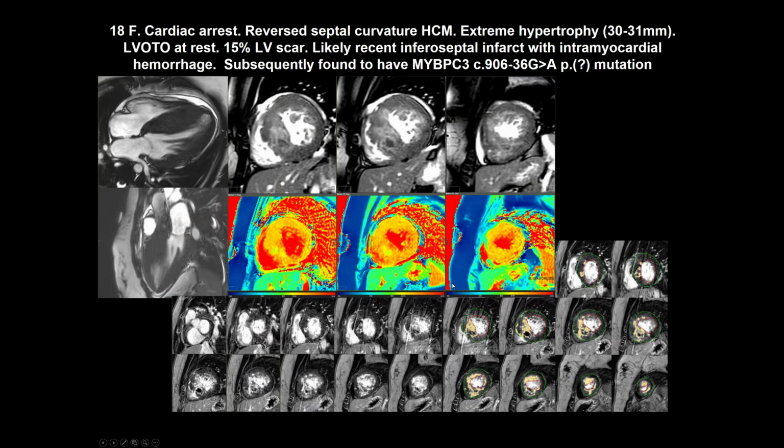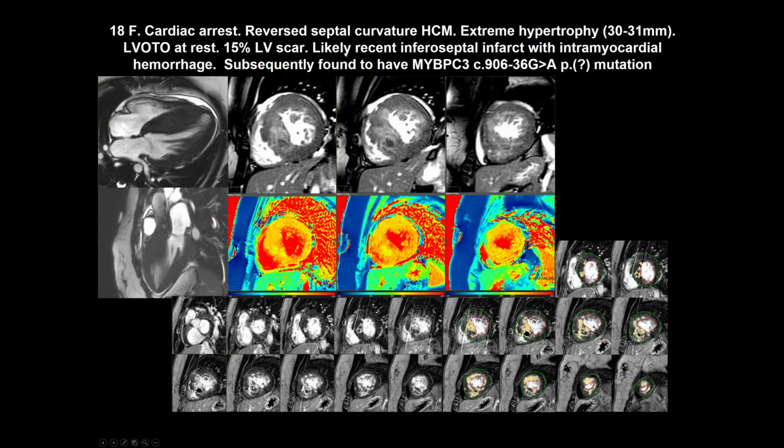Here's a patient, an 18-year-old female who had a cardiac arrest in a train station. She was subsequently discovered to have reverse septal curvature HCM with extreme hypertrophy, which is a risk factor for sudden cardiac death. She also had LVOT obstruction at rest, another risk factor, and 15% LV scar, also another risk factor for sudden cardiac death.